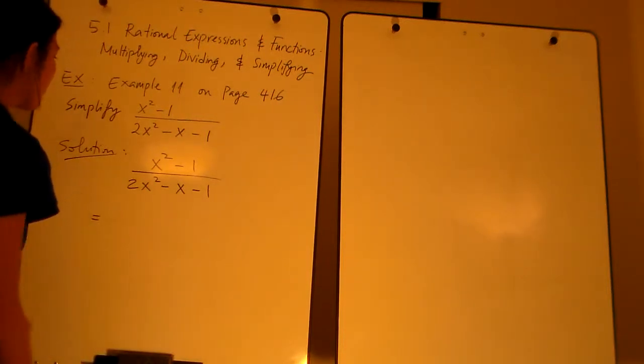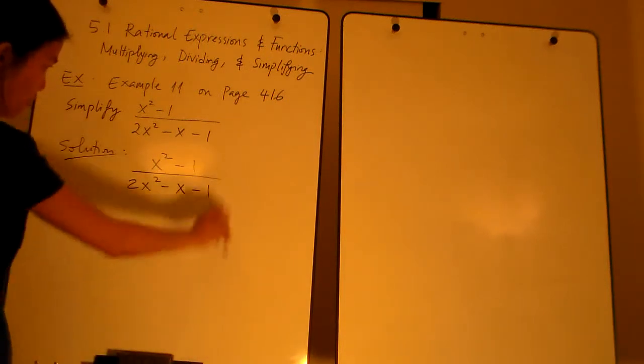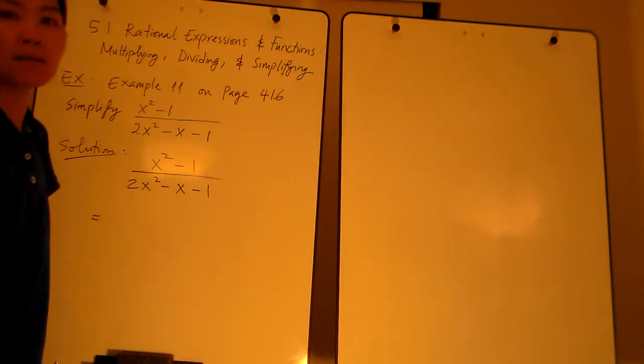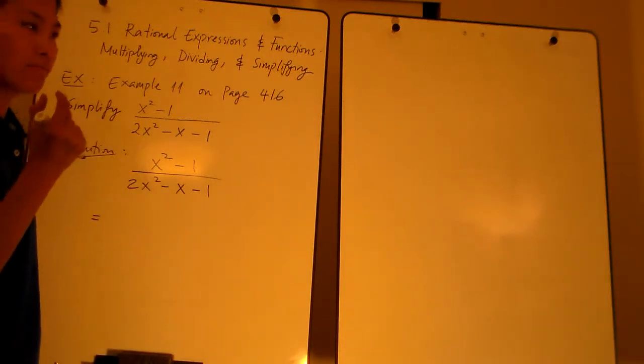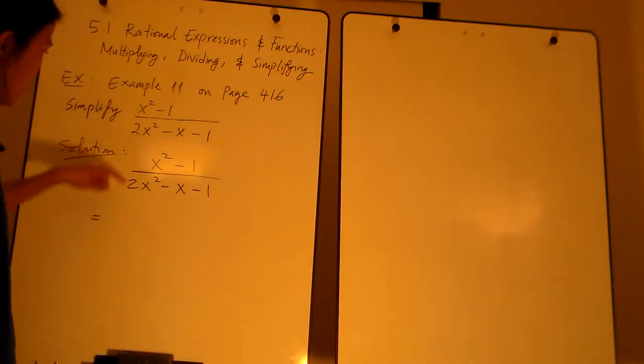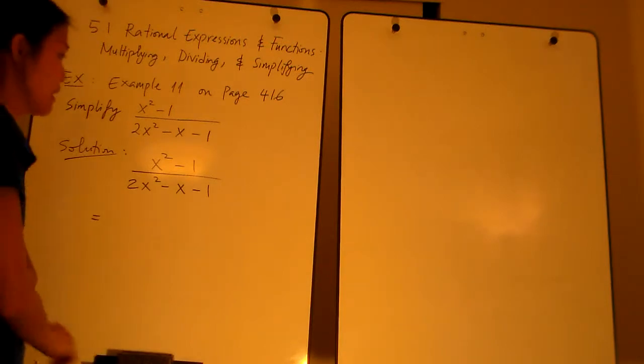Now, the goal is to simplify the numerator and the denominator. That means you need to find the common factor for both: the common factor in the numerator and the common factor in the denominator.